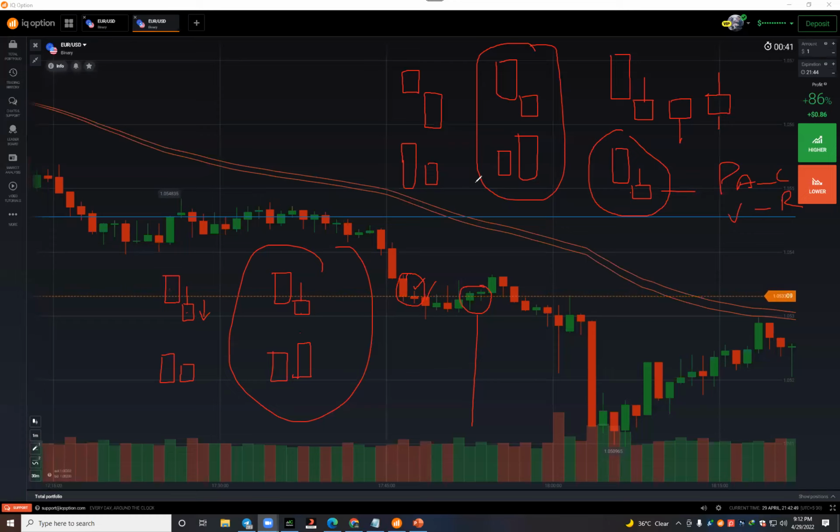Means in a downtrend, if you want to trade an anomaly, what do you require? A confirmation from the support and resistance. Then you can trade in a downtrend or in an uptrend. Are you confused? No, I understand it, sir. Okay, perfect.